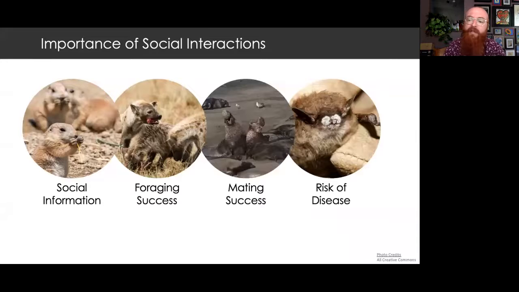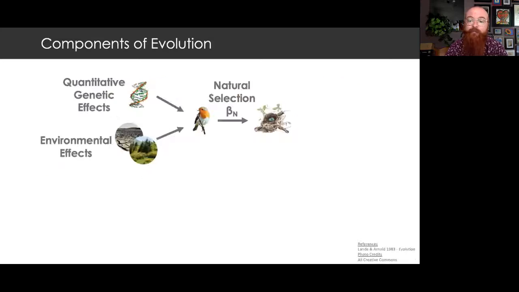So it should come as no surprise to many of us that the social interactions an individual engages in can have dramatic influences on an individual's fitness. Because social interactions are so important to fitness and a major target of selection, understanding how quantitative genetics shape social traits and how selection acts on this variation is a necessary step toward understanding how social behaviors evolve.